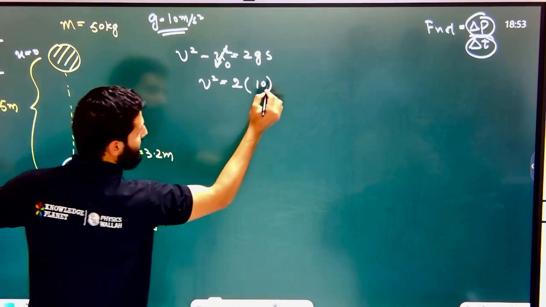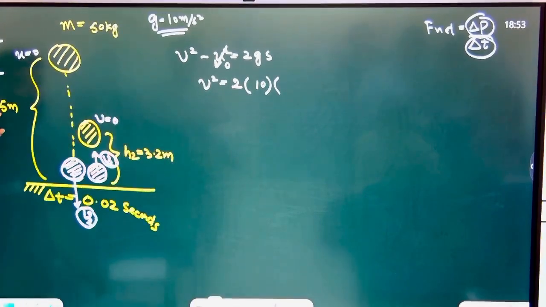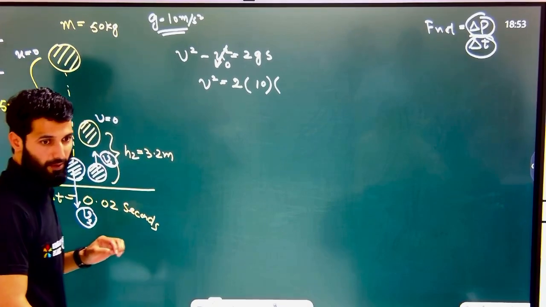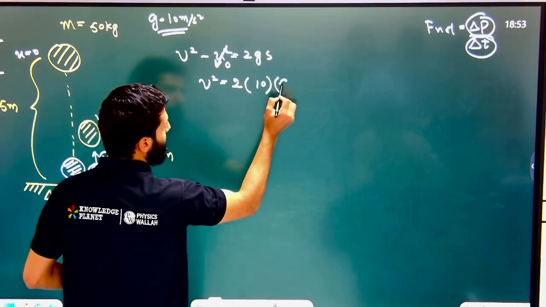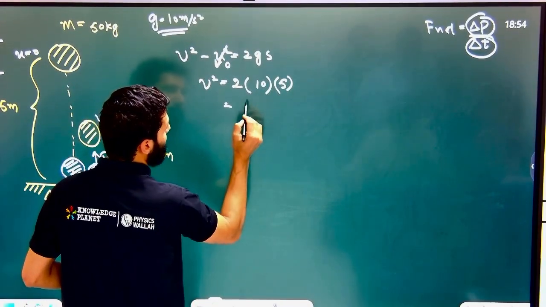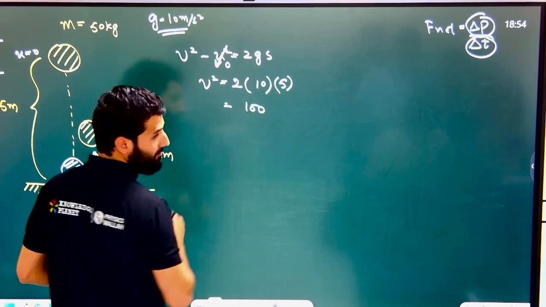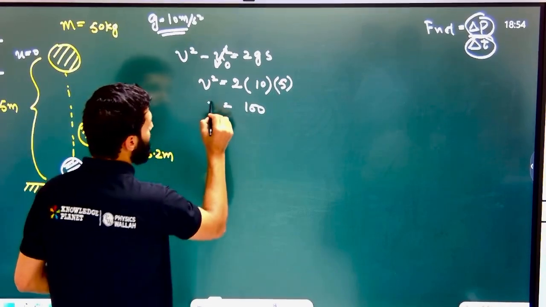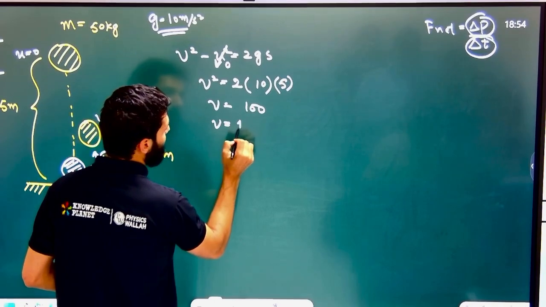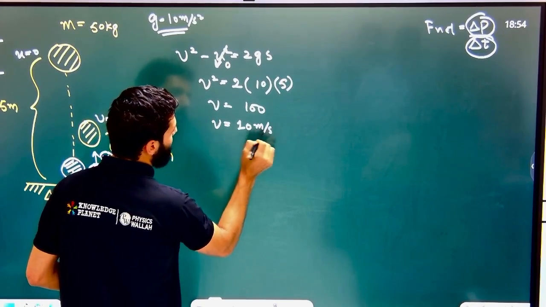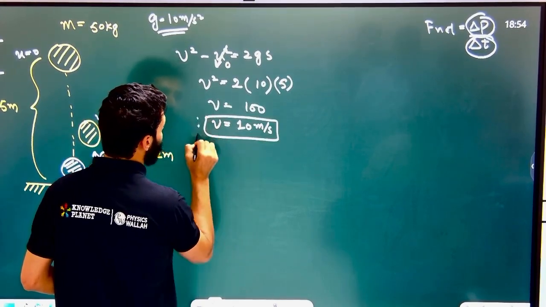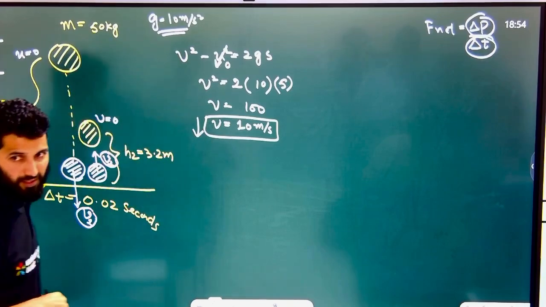So we take g as plus 10 and displacement as plus 5. So how much did we get? v squared is 100. So how much is v? 10 meters per second. We got 10 meters per second downwards. Understood?